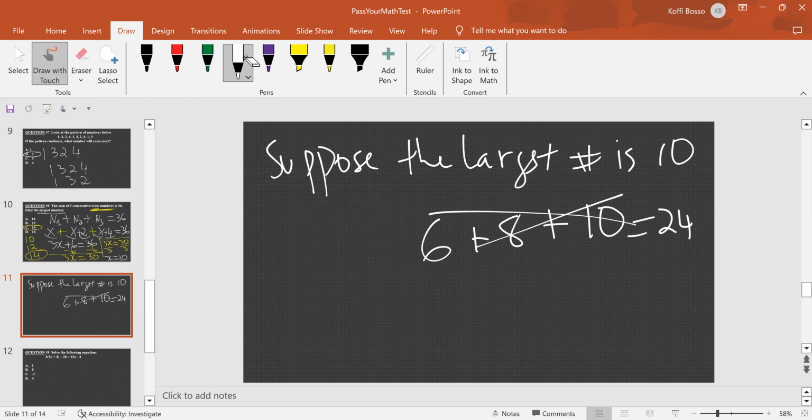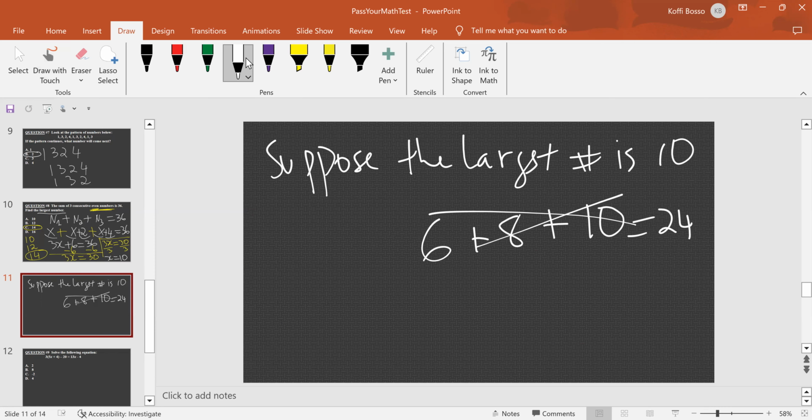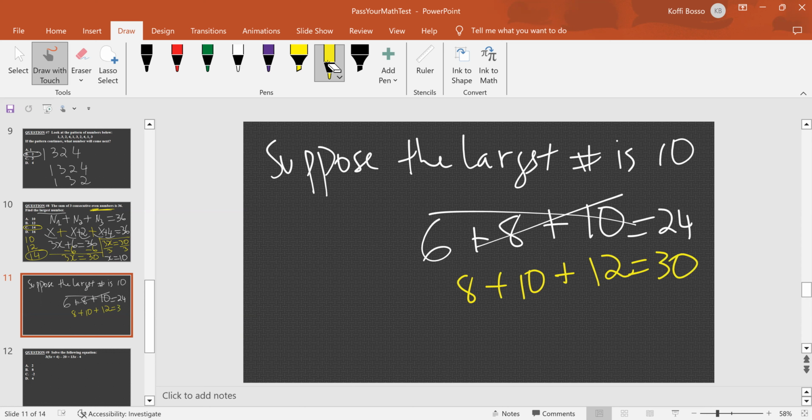So you go to the next number, which is 12. You assume that the correct answer is 12, which is the largest number. So you take that 12 and you go backward. You have a 12 here, this will be 10, and this will be 8. Now, if you add 8 to 10 to 12, what do we get here? 30, which is not 36. That means my correct answer is not 12.